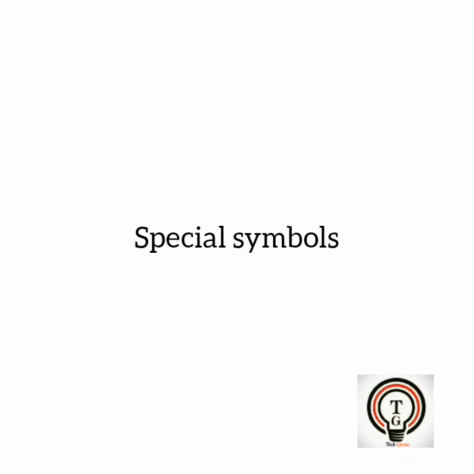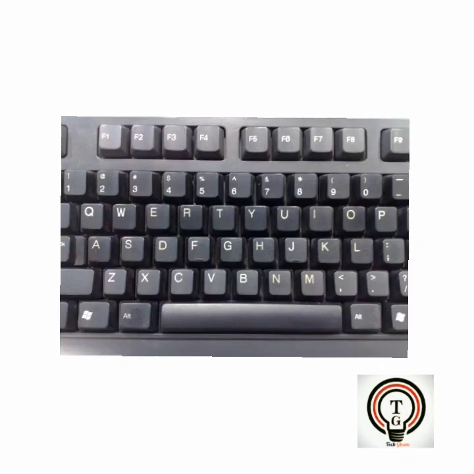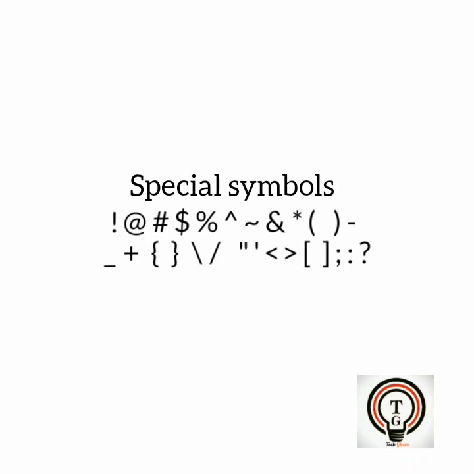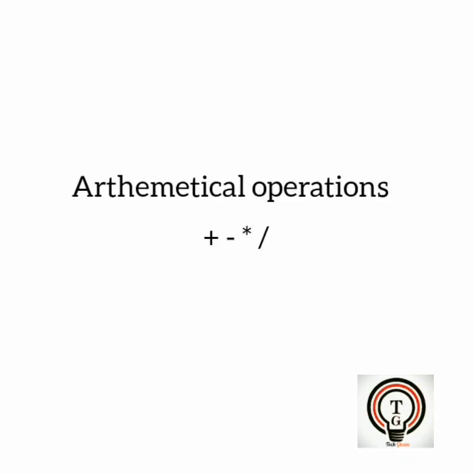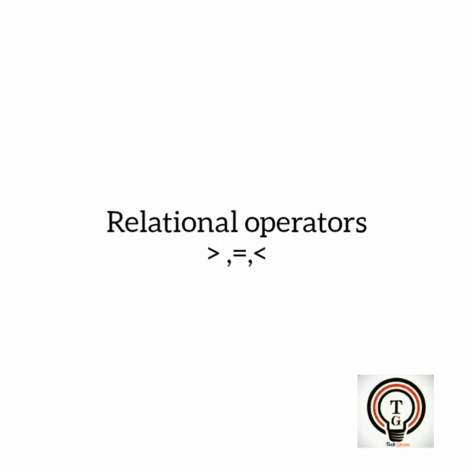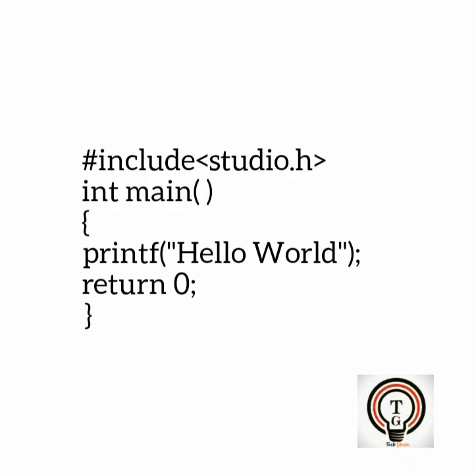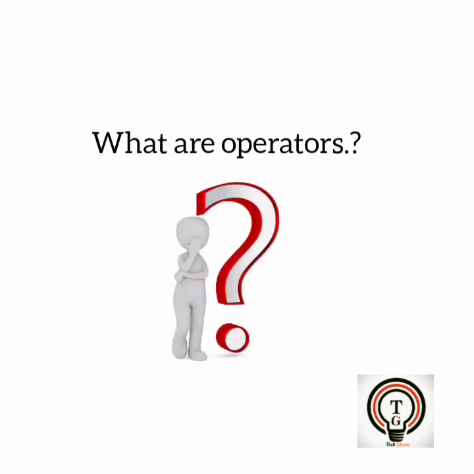Next comes the topic special symbols. On the keyboard, we can observe some symbols on the number buttons. They are called special symbols, which are mostly used as a part of syntax. Without special symbols, we can't perform any arithmetical, logical, relational, and other operations. We can't even write a basic program syntactically without special symbols. I will explain the operators topic in the next video.